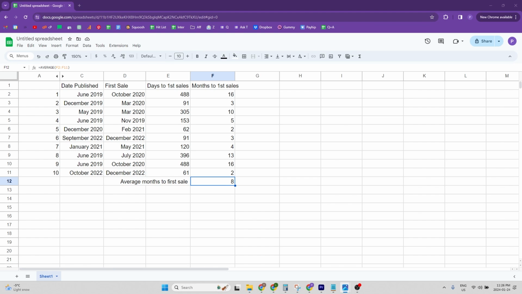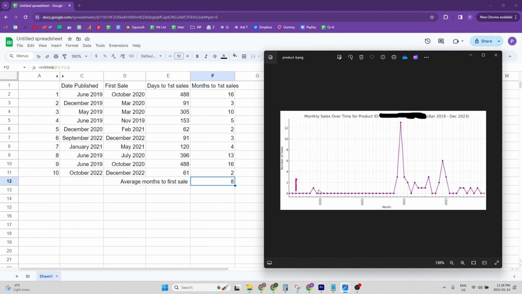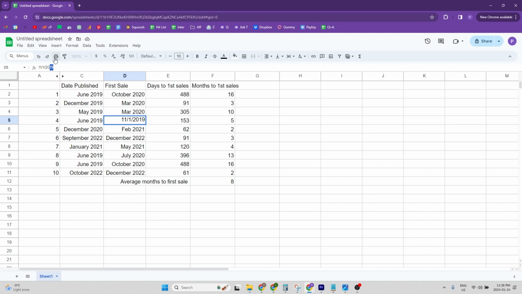There is one graph that I thought was a bit of an outlier, and it's this graph here, because it had its first sale a couple months in. So this is number 4, this one here. It had its first sale within the first 5 months, but then it didn't have a sale again until November of 2021. So if we change this to November of 2021, it changes the average by another 2 months.